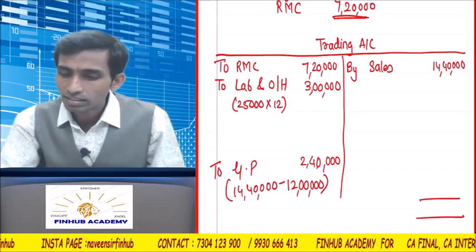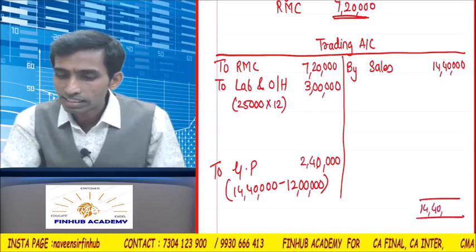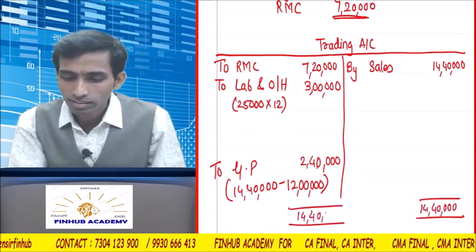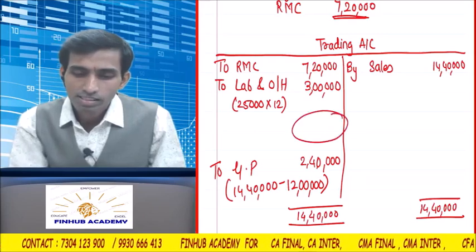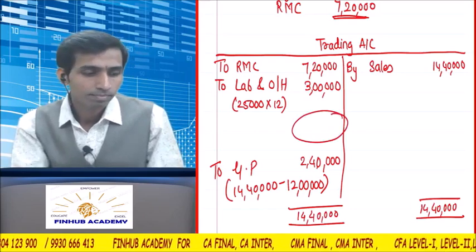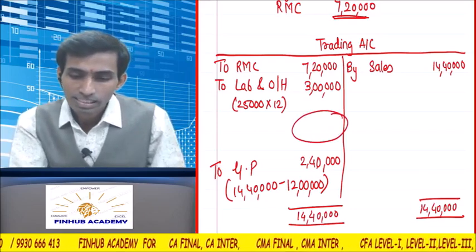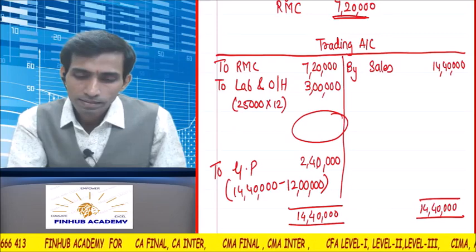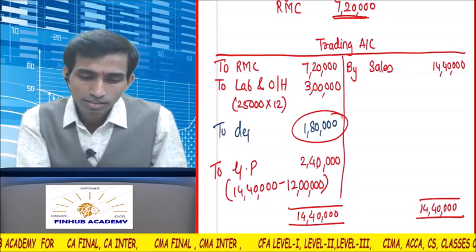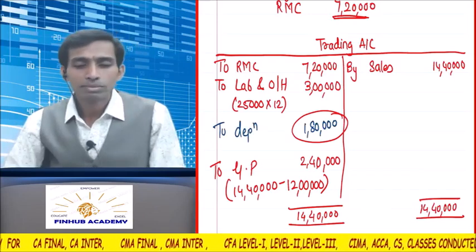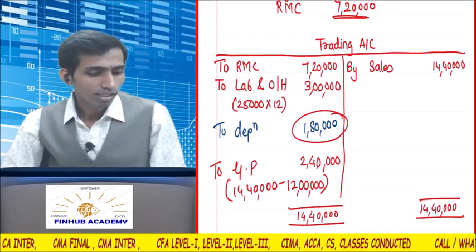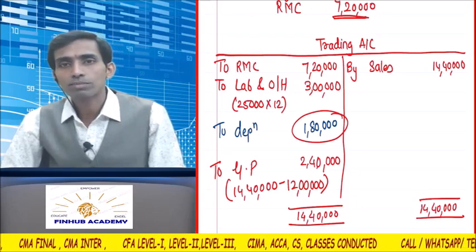So let me balance this, whether it is getting balanced. 14 lakh 40,000 minus 7 lakh 20,000 minus 3 lakh minus 2 lakh 40,000. How much? Is there any difference? 1 lakh 80,000. What is that? It is depreciation, 1 lakh 80,000. Therefore, they said to use the cash cost approach.